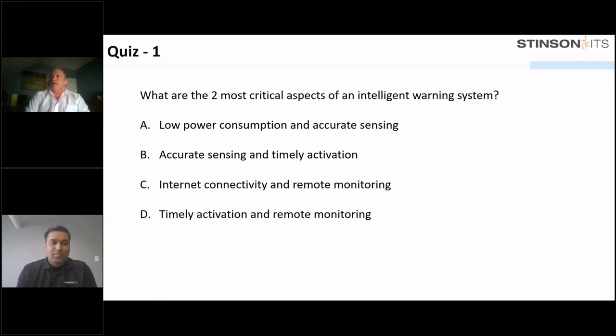Okay, so I think we should have all the answers from all the attendees. The correct answer in this case for quiz number one was B, accurate sensing and timely activation. Now let's move to quiz question number two.